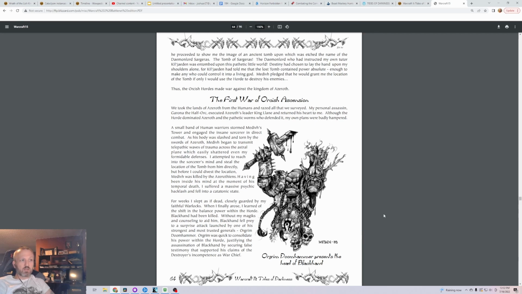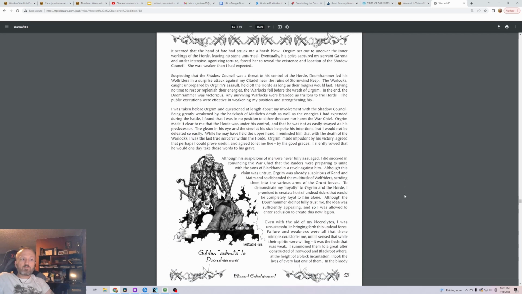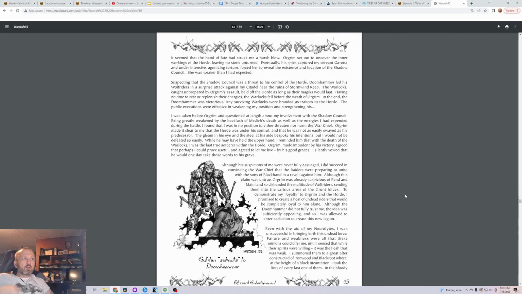Blackhand had been killed. Without my magics and counseling to aid him, Blackhand fell prey to a surprise attack launched by one of his strongest and most trusted generals, Orgrim Doomhammer. Orgrim was quick to consolidate his power within the Horde, justifying the assassination of Blackhand by securing false testimony that supported his claims of the Destroyer's incompetence as war chief. Whew. It seemed that the hand of fate had struck me a harsh blow.